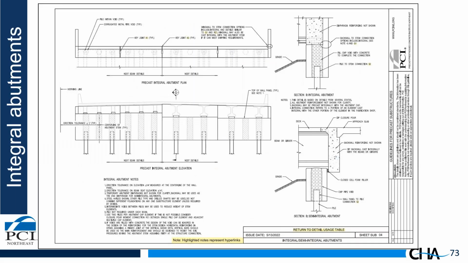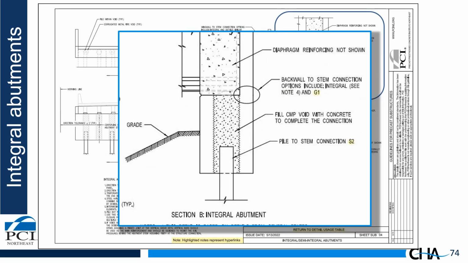Now we're jumping into integral abutments and semi-integral abutments. So we'll take a look at the upper right detail first. This shows an integral abutment connection, and there's a few things to point out here. We have a pile to stem connection. In the world of AASHTO, this is referred to as a socket connection. We also note that the connection of the back wall to the top of the cap can either be integral, meaning it's cast integrally with the stem, or it can be a grouted coupler connection as well. So we give options there as well.